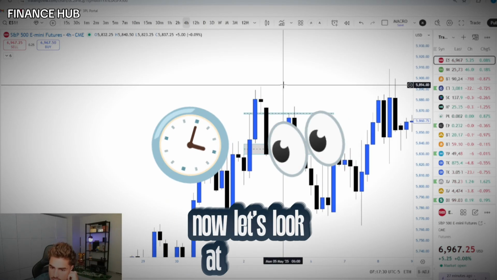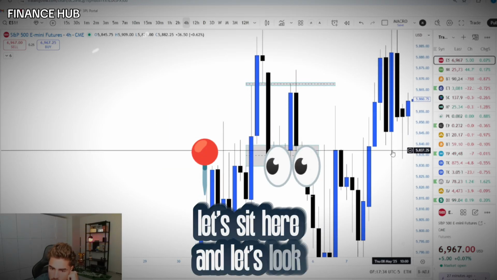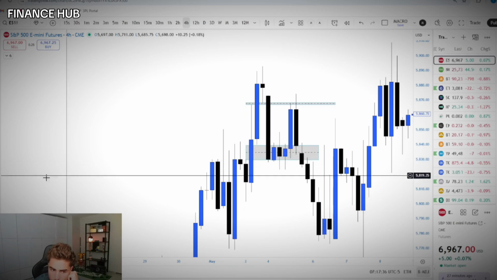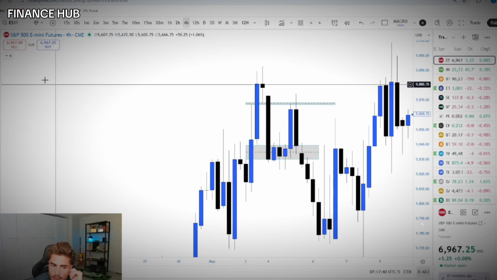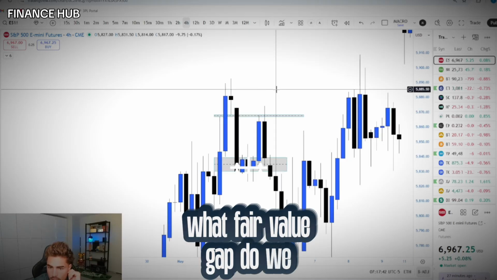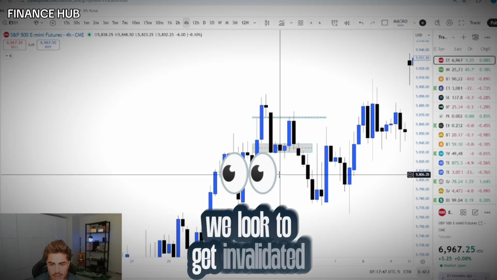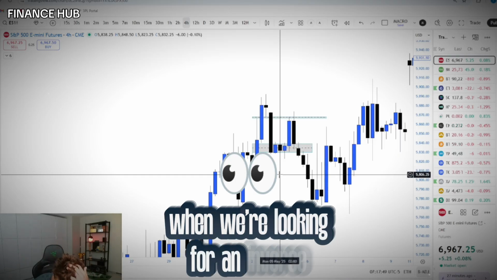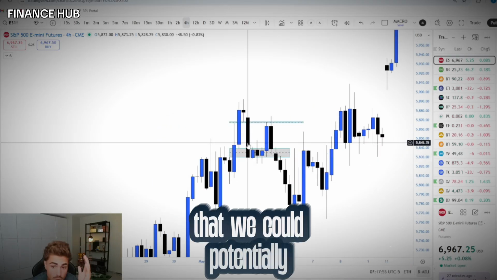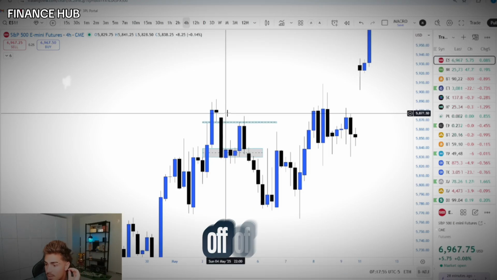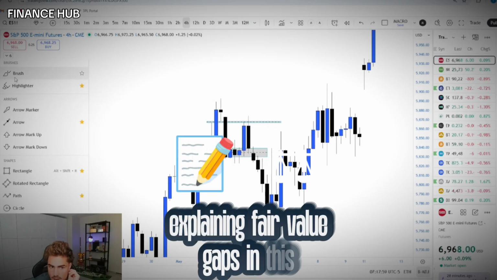Now, let's look to identify what fair value gap do we wait for, and what fair value gap do we look to get invalidated when we're looking for an inverse fair value gap. Because now in this case, we have 2 fair value gaps that we could potentially use, that we could potentially retrace off of.